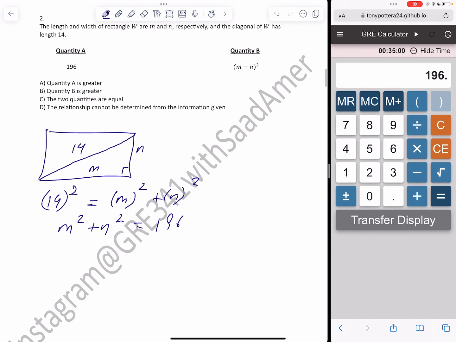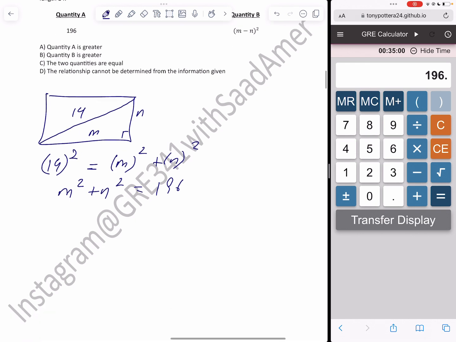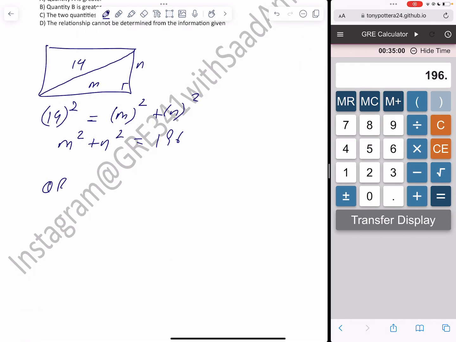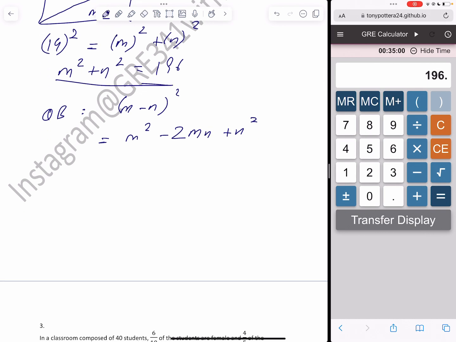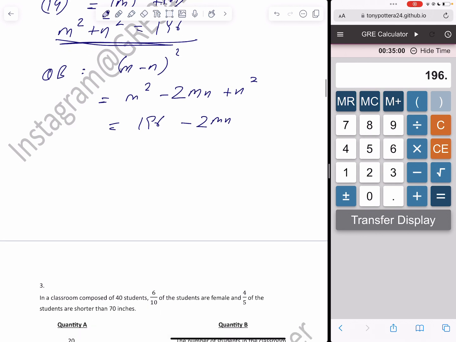Now let's look at the quantities. Quantity A is 196, quantity B is (M minus N) square. Let's simplify this. M square minus 2mn plus N square. M square plus N square we already established from the statement given is 196. So that would be 196 minus 2mn. 196 is quantity A and quantity B is 196 minus 2mn.